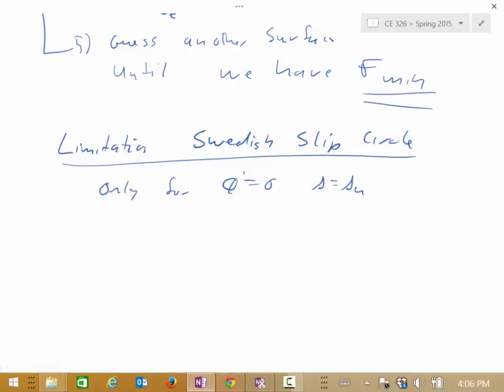And why do we get away with that really simple equation that F is just equal to summation of moments resisting divided by summation of moments driving? How can we get away with that? What is it about this analysis that allows us to do that? There's a really simple derivation, right?